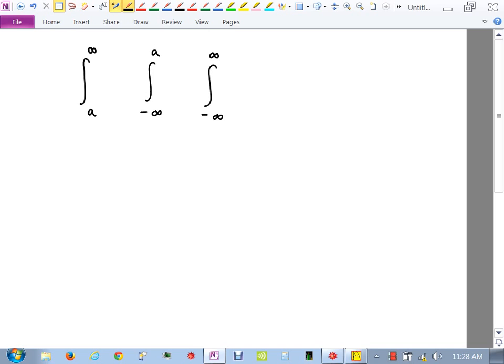The book refers to these as type 1 integrals, and they're called infinite limits, or infinite intervals. The idea being that instead of being on the interval AB, the interval is infinite. It goes in one direction forever, or the other direction forever, or in both directions forever. So that's the first type of improper integral, where we get this infinity involved.